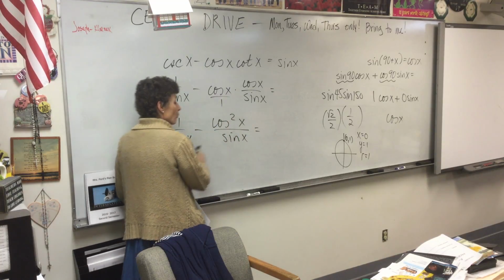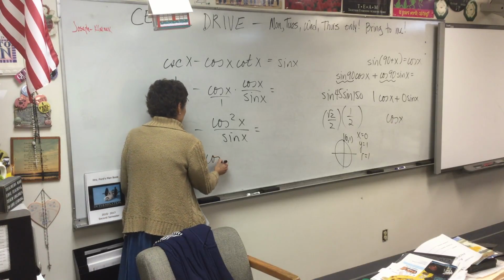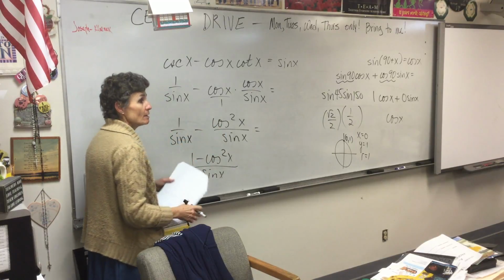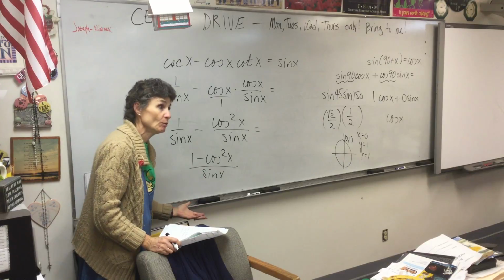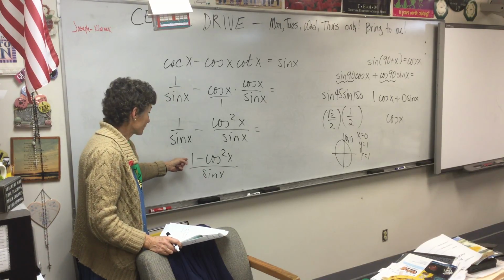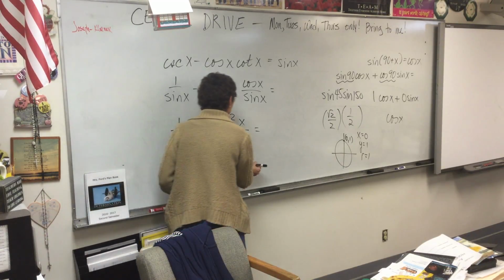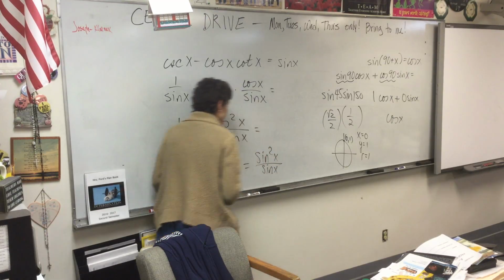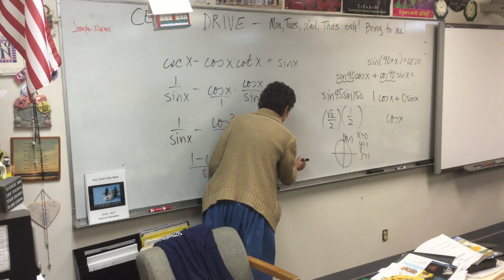Now, luckily, they already have a common denominator. Otherwise, we would do that next, because we have a fraction minus a fraction. So we would get a common denominator, but we don't need to, because we already have it. Oh, 1 minus cosine squared. 1 minus cosine squared is sine squared. And sine squared over sine reduces to sine.